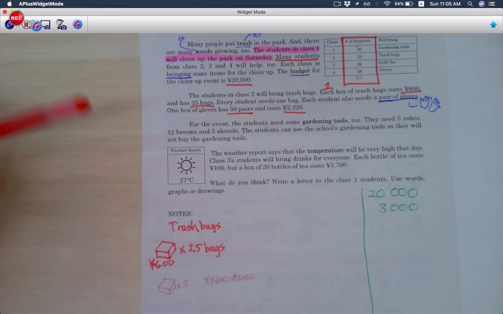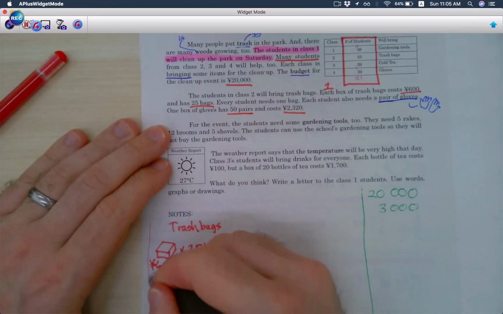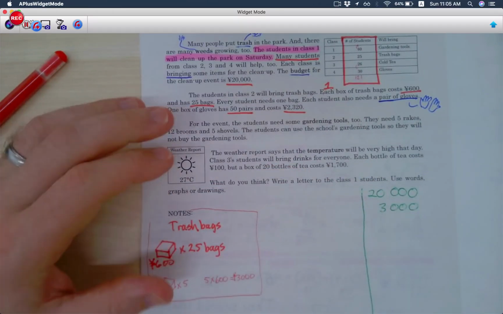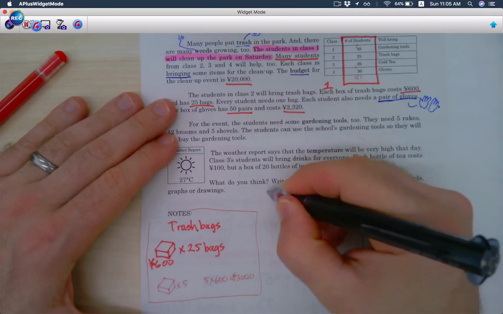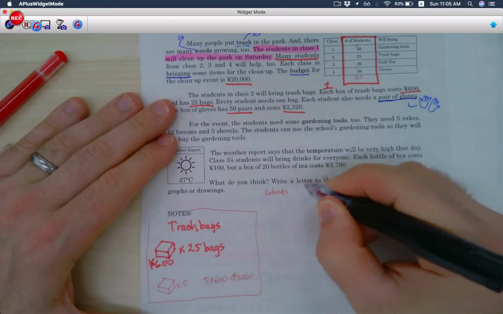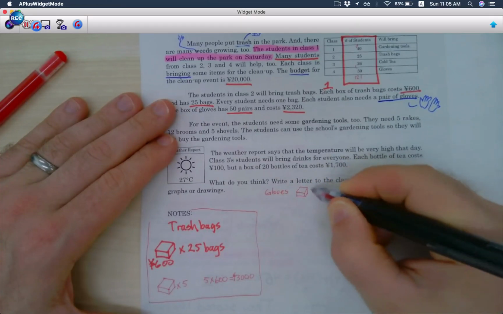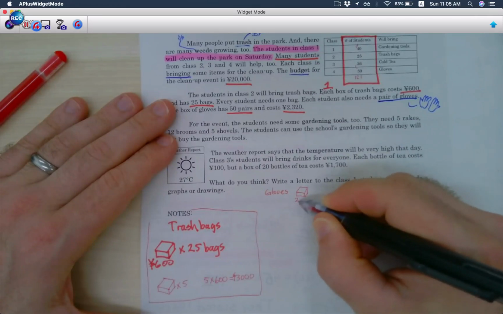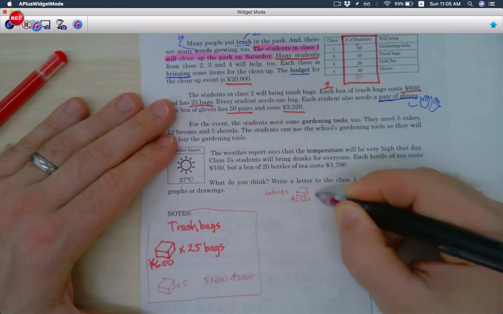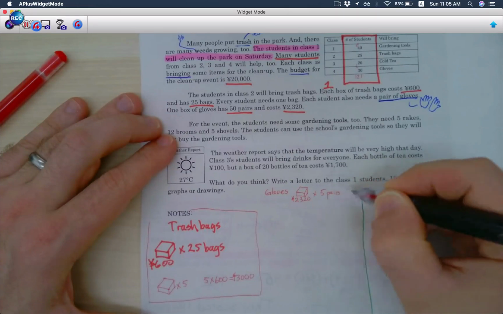So again, I'll come over here. I'm going to try and keep my notes neat, but I might be using too much space. And this time I'll do gloves. For gloves, I have one box is a total of 2,320 yen and has 50 pairs of gloves.